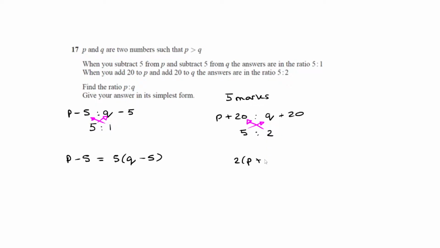2 brackets P plus 20 is equal to 5 brackets Q plus 20. So just remember that's how you can convert from having these 2 ratios into 1 equation. You can just do it multiply. Some people write them as fractions. That's fine as well, but I prefer to look at it like this.